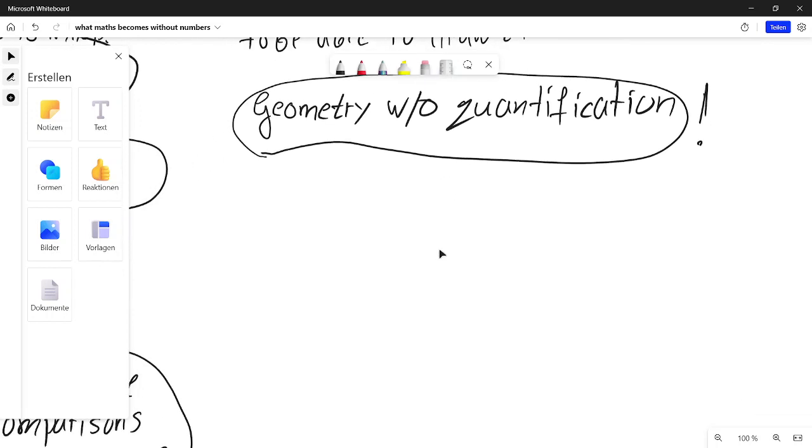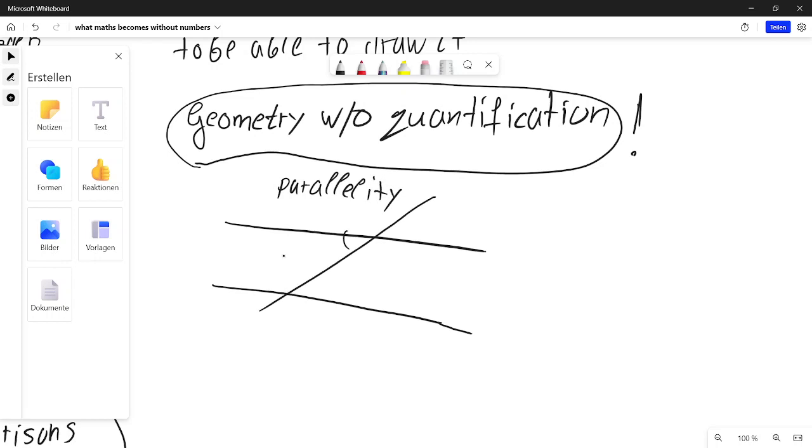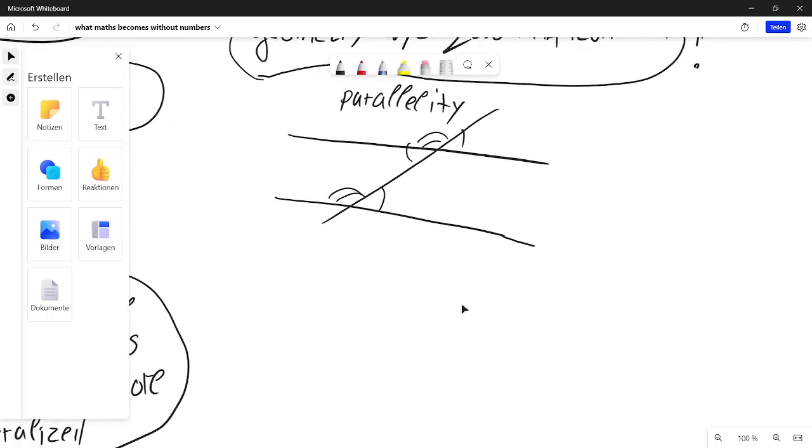Well, we certainly could have parallelity of lines, and then we could have those angles, right, and whatever else is here. I think that's it. We could have that. And we could actually probably establish equality of some triangles at least.